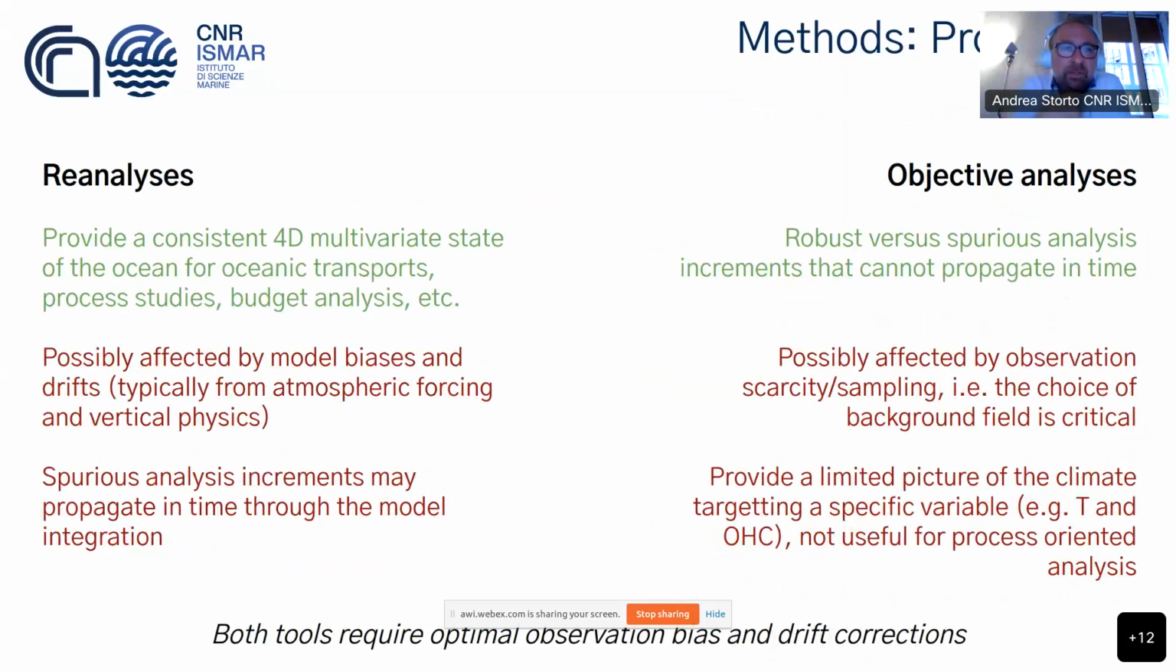If we want to compare reanalysis and objective analysis, the reanalysis provides a consistent four-dimensional picture of the ocean state for process and budget analysis, but is possibly affected by biases and drift of the model. And this, eventually spurious, analysis increment may propagate in time. On the contrary, objective analyses are quite robust in case of spurious analysis increments, which cannot directly propagate in time, but are possibly affected by observation scarcity, for which the choice of background becomes critical, and they provide, of course, a limited picture of the climate.